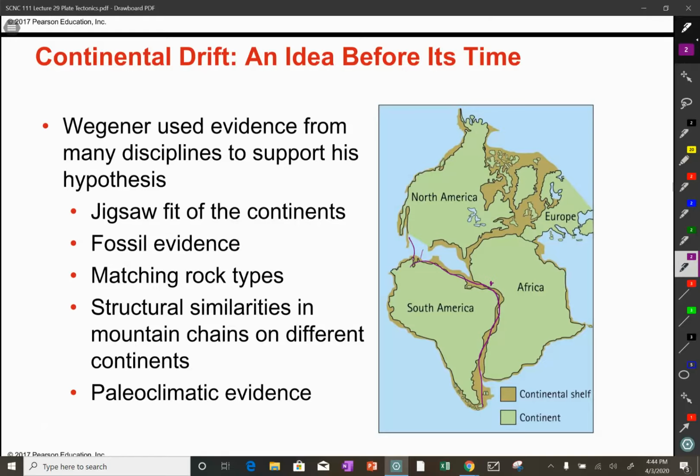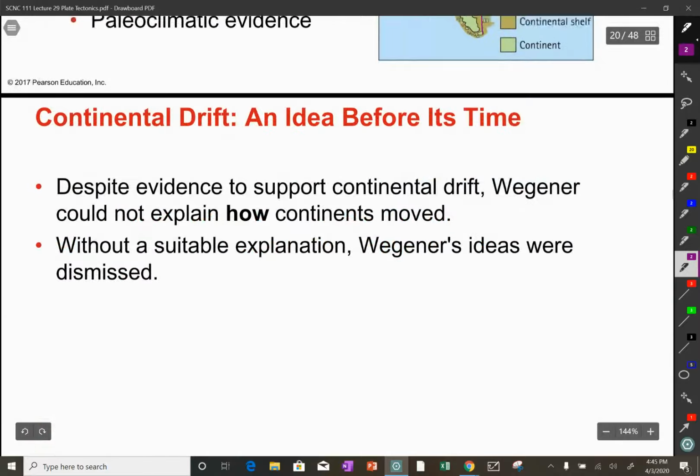He looked at the kind of fossils that were in the rock. And he found that the fossils here are very similar to the fossils here. And he looked at the types of rock, and he found that the types of rock here are very similar to the types of rock there. And then he looked at the structures in mountain chains. And paleo means old, paleoclimatic evidence is looking at things that indicate what the climate was like in the past. He said that it all matches up. They had to have been together at some time.